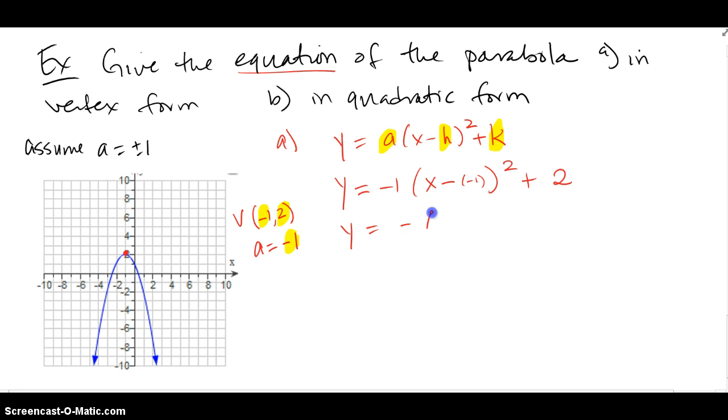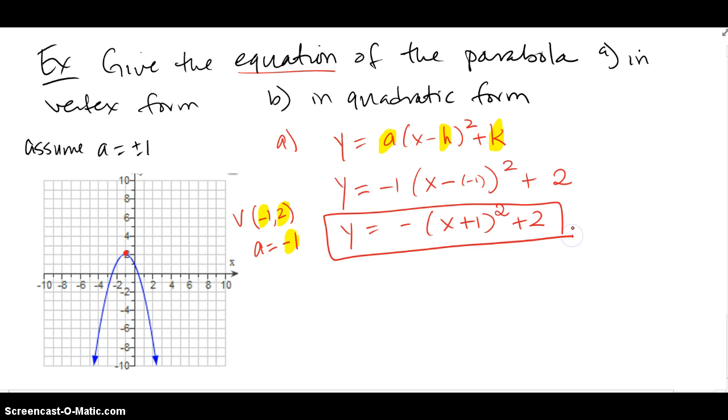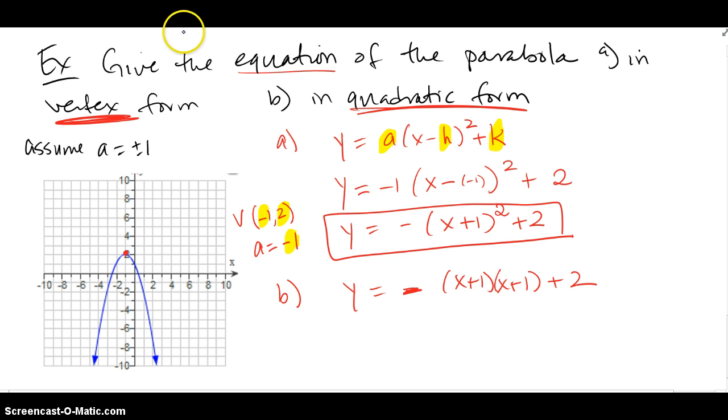So y is equal to negative (x plus 1) squared plus 2. So there's the equation in vertex form. Now part B, it says give it in quadratic form, and that means I just have to simplify the vertex form. So in vertex form, I have negative (x plus 1) squared, remember it's a binomial squared, plus 2. So I'm going to go ahead and multiply that out.